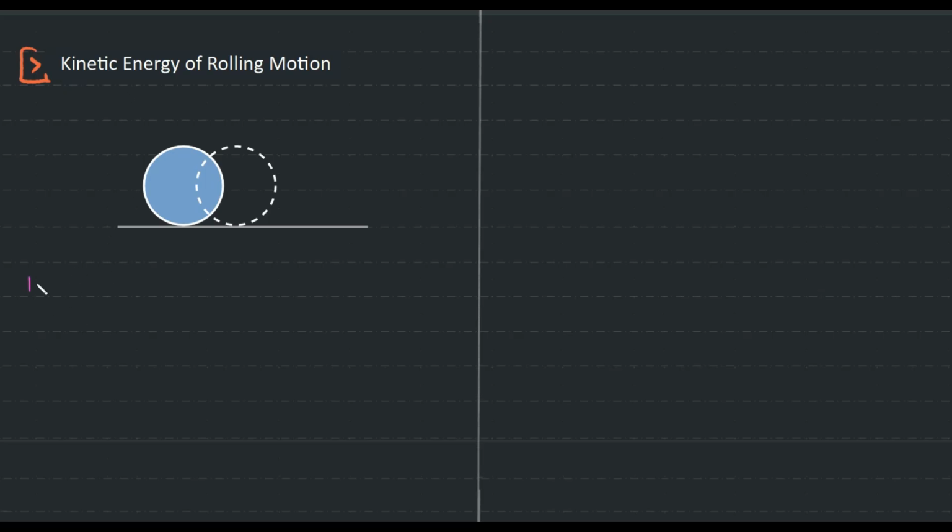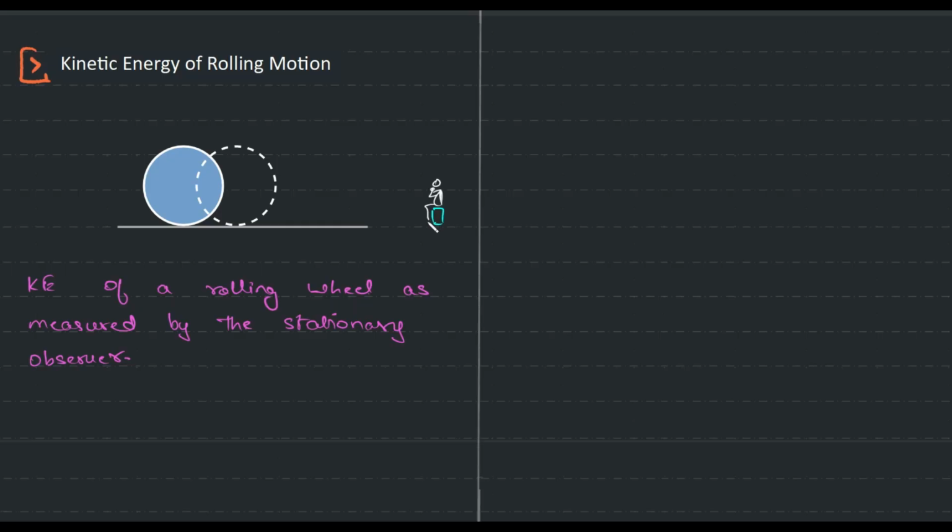So we are looking at the kinetic energy of a rolling wheel as measured by the stationary observer. That is, you are sitting, that's a stone, you are sitting and watching this. That's the fundamental.